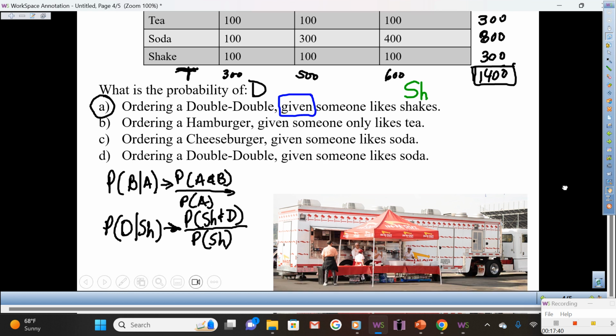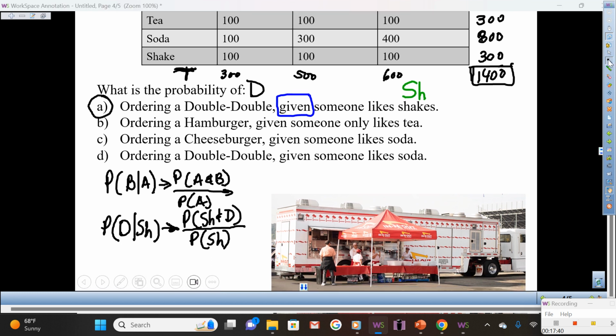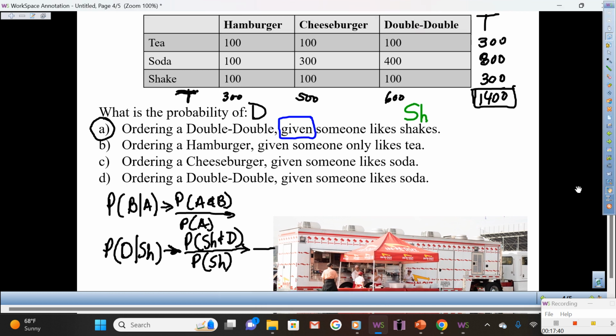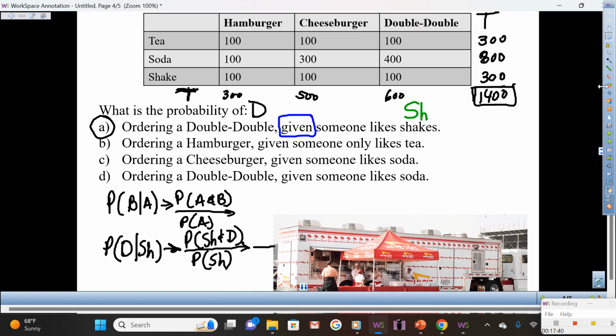All right, we just substitute our values there. So let's see. We need a fraction over another fraction. So what fraction goes above? Tell your neighbor what you wrote for the numerator of that fraction. Shake and double double. Shake and double double is 100. Is that correct? 100 over what? 1400.